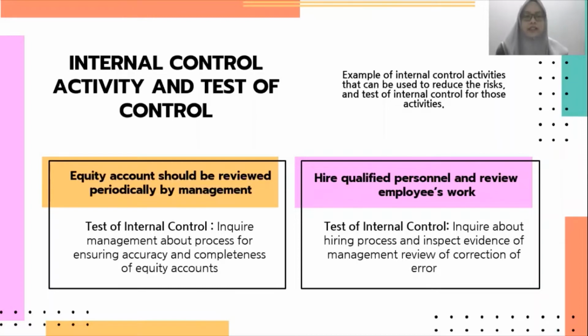First, equity accounts should be reviewed periodically by management. The auditor can perform tests of control by inquiring of the management about the process for ensuring accuracy and completeness of the equity account. Second, management should hire qualified personnel and review the employees' work. The auditor can perform tests of control by inquiring about the hiring process and inspecting evidence of management review of correction of error.